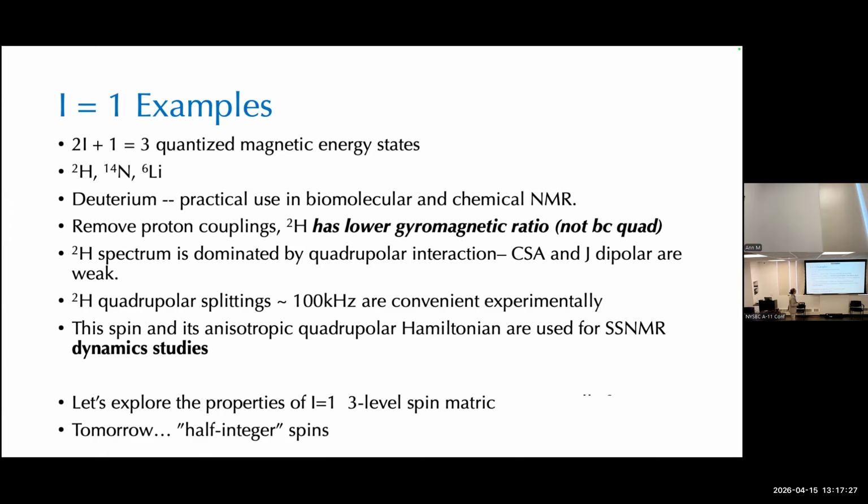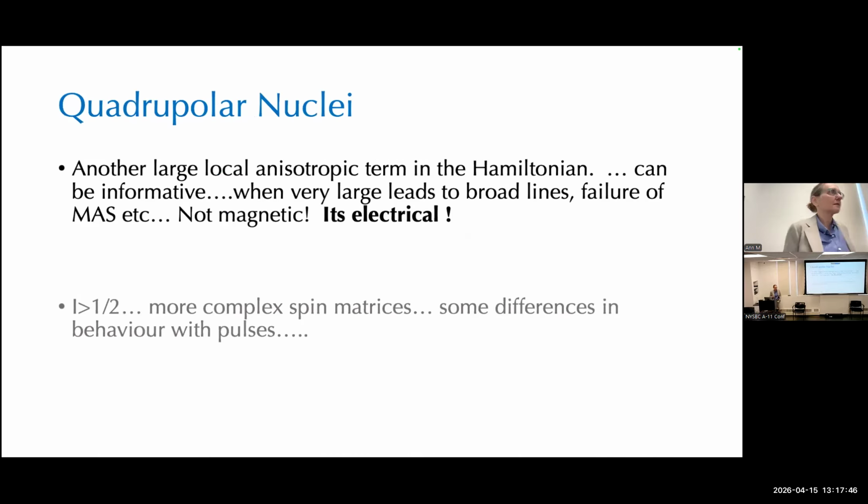Deuterium quadrupole splittings are around 100 kilohertz, and we'll look at that in more detail in a minute. That's pretty convenient experimentally. So you see a lot of dynamic studies in solid state NMR with the deuteron. We're going to dig in on that because there's a big literature, because it's, again, the simplest. It's just I equals 1 and it's a small value.